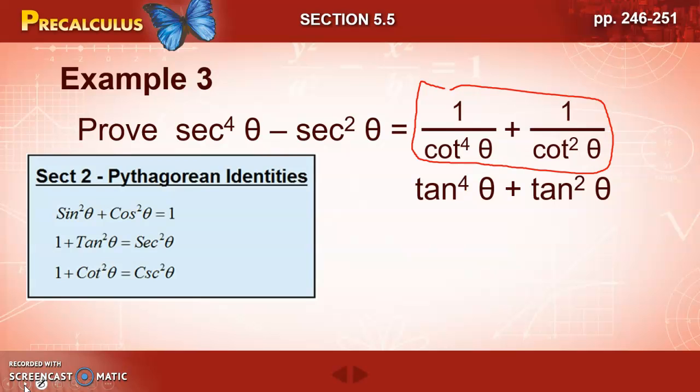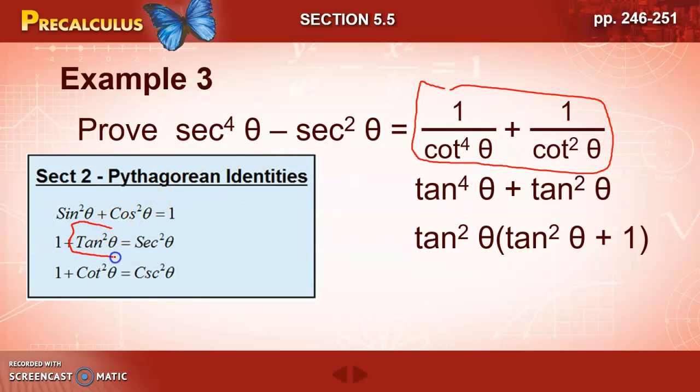So that's the first thing I'm going to do, is rewrite those as one of the 3 basic trig ratios. Okay, then when I look at those two things, I see that I can factor out a commonality. I see that I can factor out a tangent squared. So let me go ahead and factor out a tangent squared. And you may be asking, why would I factor out a tangent squared? It's because I see that my Pythagorean identity can be written in terms of tangent squared.